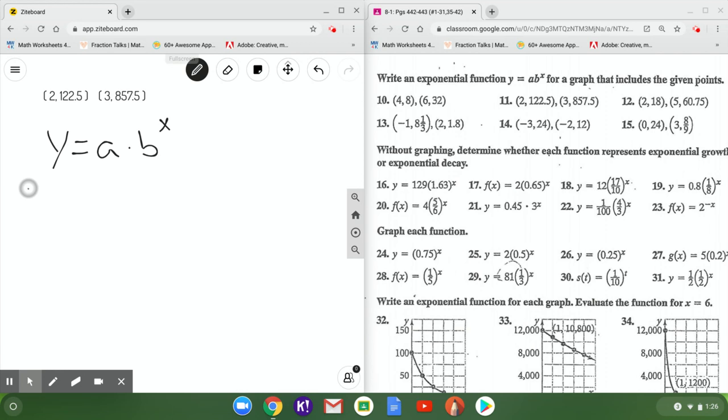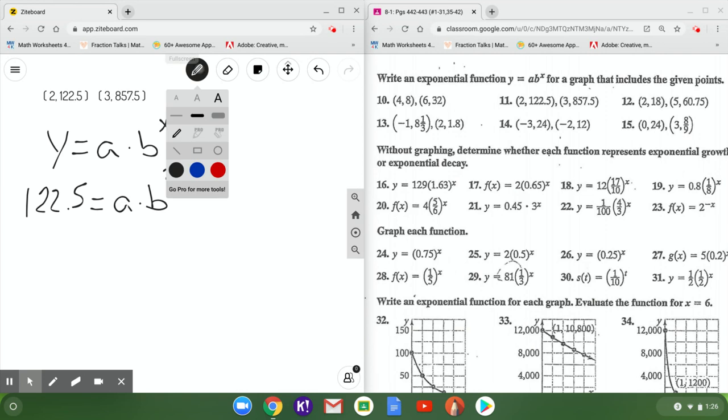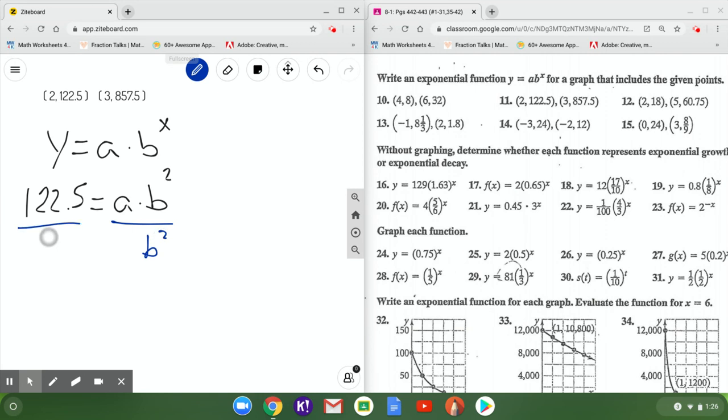So I have 122.5 equals a times b to the 2. And like I said, I want to isolate a, so I'm going to divide out b squared. So where I'm going to pause here for a little bit is I have 122.5 over b squared equals a. So I'm going to stop there.